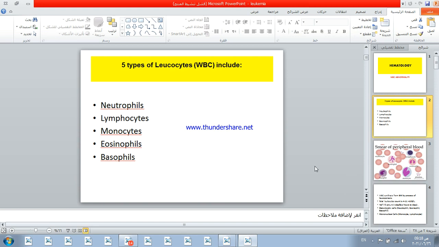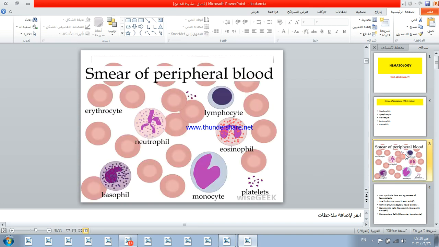As you know, we have 5 types of leukocytes: the neutrophils, lymphocytes, monocytes, eosinophils and basophils. This is the blood film picture of the blood, containing the white BC and the biconcave shape of the erythrocyte. We have the lymphocyte with a dense hyperchromatic nucleus, which occupies about 80 to 85% of the cell size, with a thin rim surrounding its nucleus.